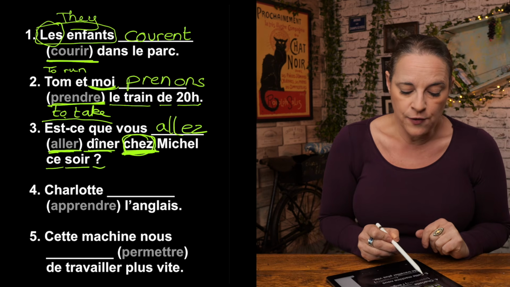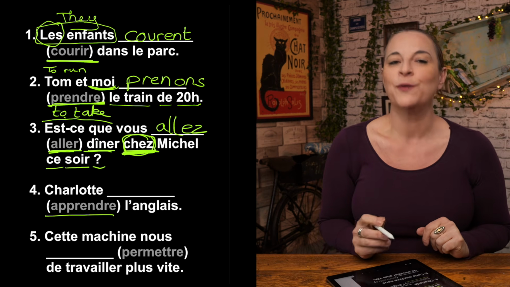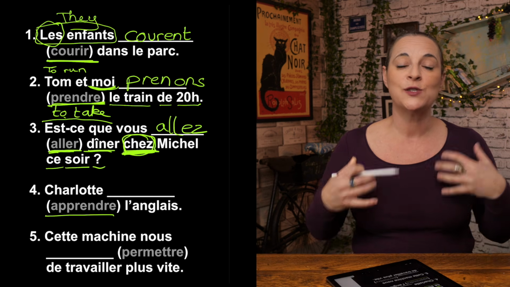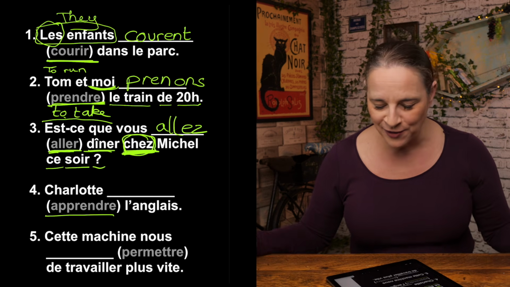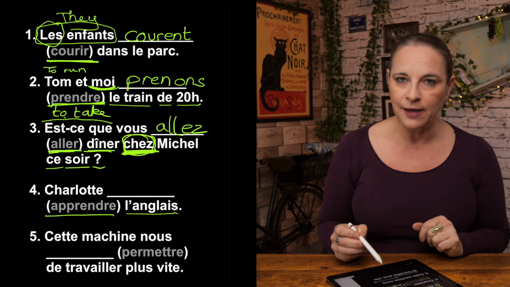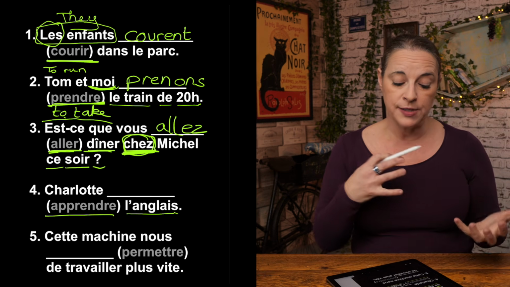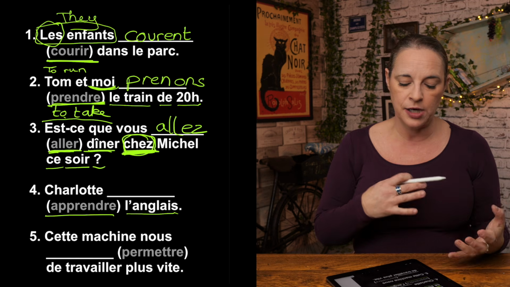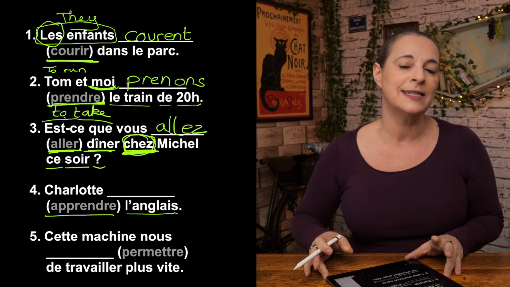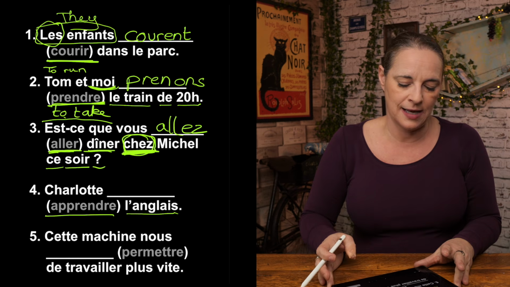Numéro 4. Charlotte. And the verb is apprendre. Now, we know what that means. I've just mentioned it early on. It means to learn. Okay. Charlotte, the verb is apprendre l'anglais, English. So we want to say Charlotte is learning or Charlotte learns English. Now, remember that we are conjugating these verbs in the present tense.